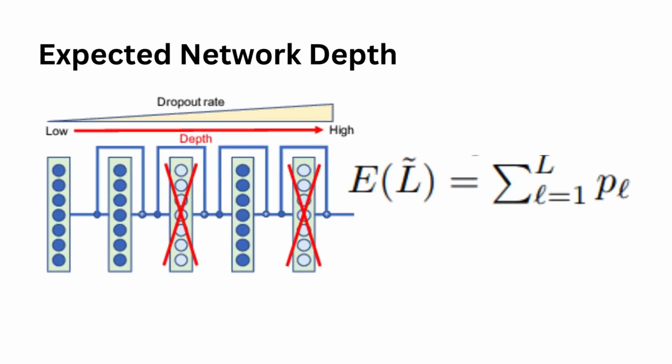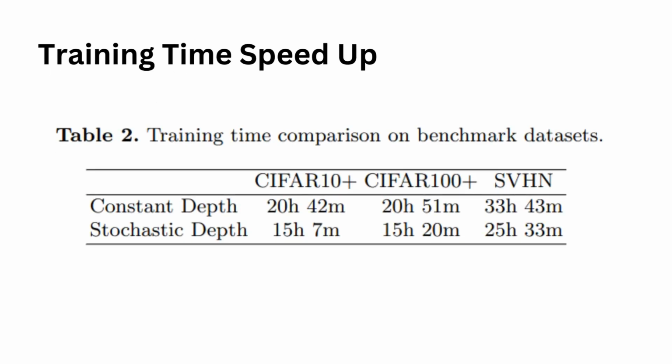So the expected network depth is given by this formula here, depending on the probability of survival that we need to sum up, which effectively means that it's as if we were training one network of size E of L over the course of the whole training with stochastic depth. This leads to significant speedup in the testing with different benchmarks. They were able to obtain roughly 25% speedup using a linear decay to 50%. Speedup, we get that. Now, how about performance?